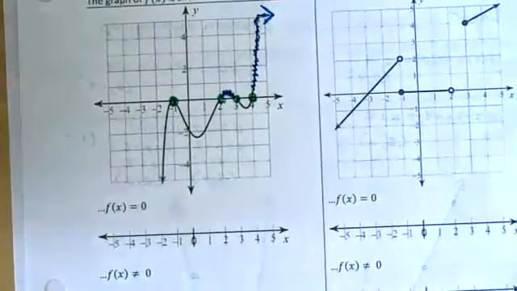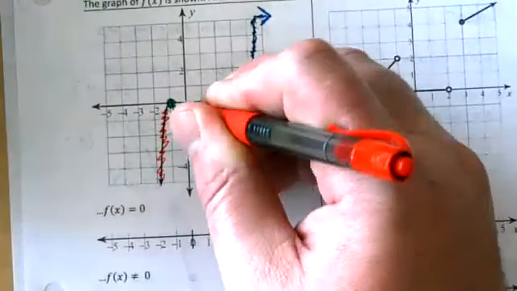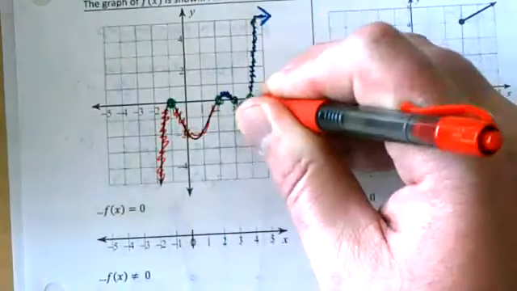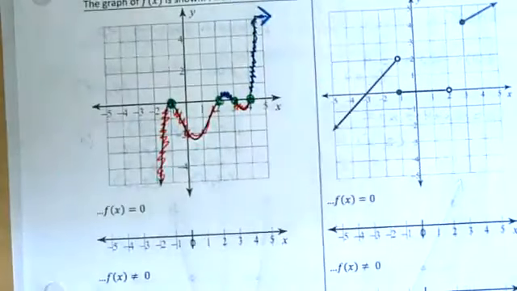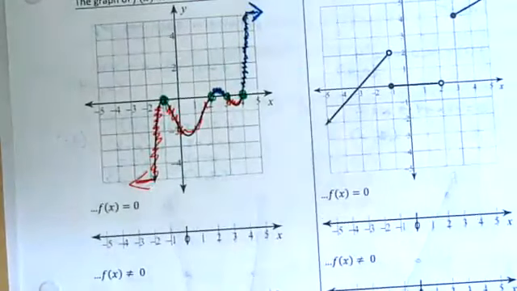See if I can get this thing out of the way. There we go. And then I'm going to use red for where it's below 0. So the y values are below 0 here and here. And remember, the arrow says it's going to go off in that direction forever and ever too.